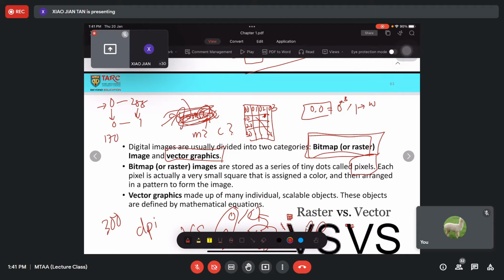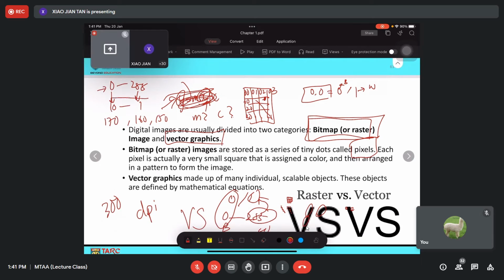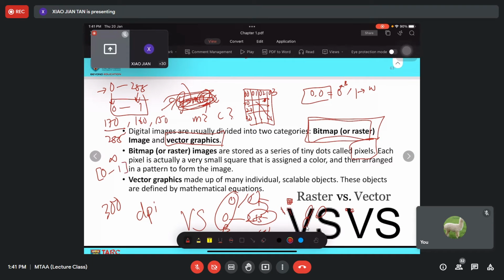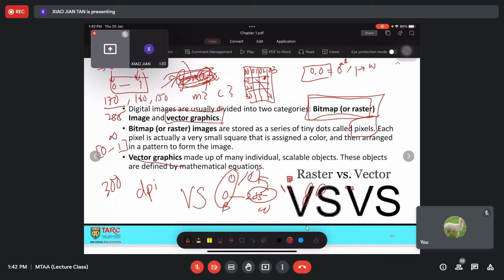For example, you have 170, 160, 150. I want to normalize it to get this value, so you divide by 255. Then you will get a value which is between 0 and 1. Whenever you amend the value to fit into 0 and 1, we know this technique as normalization. And a vector graphic is made up of many individual scalable objects. These objects are defined by mathematical equations. So that is why a vector graphic or vector image is always very clear.